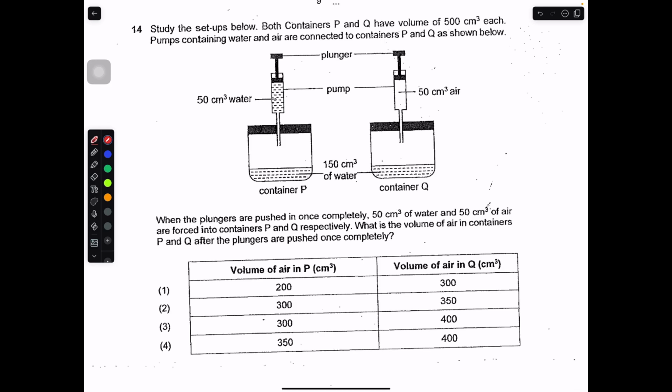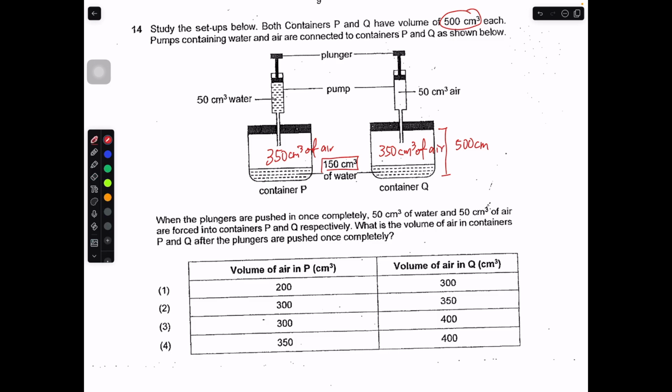Study a setup below. P and Q have a volume of 500 each. Pumps containing water and air are connected to the container as shown below. So over here, you have 500 centimeter cube. Okay, so originally you will have 350 centimeter cube of air. Okay, let me write it. Centimeter cube of air. This one is also 350 centimeter cube of air.